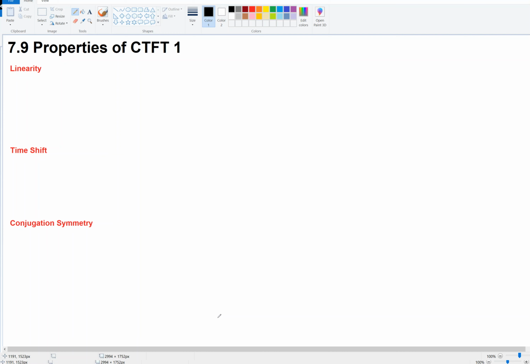So for linearity, suppose x of t has a Fourier transform X of j omega, and y of t has a Fourier transform Y of j omega. Then we want to know what is the Fourier transform of some constant alpha times x plus a different constant beta times y. That's what we're trying to find.